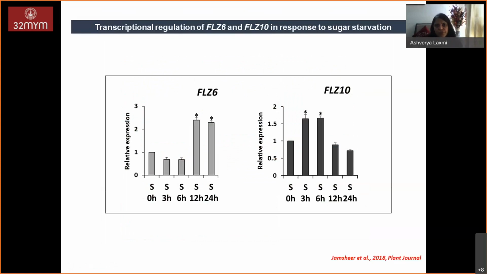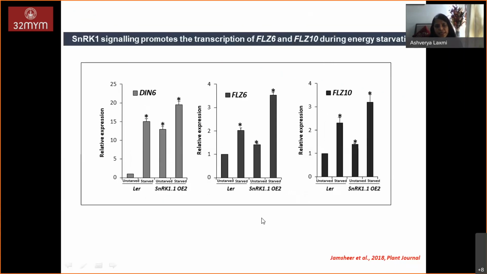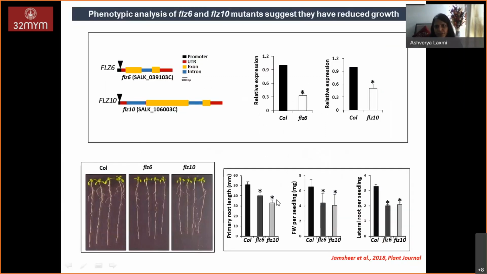So we picked two genes to further characterize, to understand the molecular mechanism of how they control growth and the stress-related processes. We picked FLJ6 and FLJ10 for further characterization, since both genes were induced by starvation. Since SNRK is the first enzyme which perceives starvation, we looked at the expression of these genes in the Snrk overexpression line, and these genes were highly induced there, suggesting they might work downstream of Snrk as far as their expression is concerned.